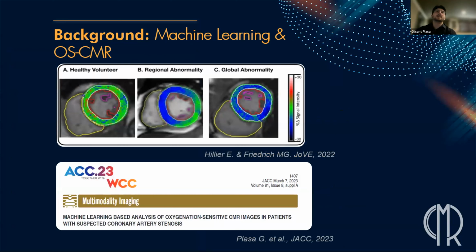So previous preliminary work done here at the lab by Dr. Hillier showed that just using statistics and computer vision can be sufficient to show a difference between the heart of a healthy volunteer and a diseased heart. And again, this is very qualitative, but we can see clear differences when we have regional abnormality in terms of signal intensity. But we wanted to take this work a step further and apply machine learning to assess whether it is possible to train a model that can do this classification all by itself. So some of the results that I'm presenting today were actually published at the American College of Cardiology in March.